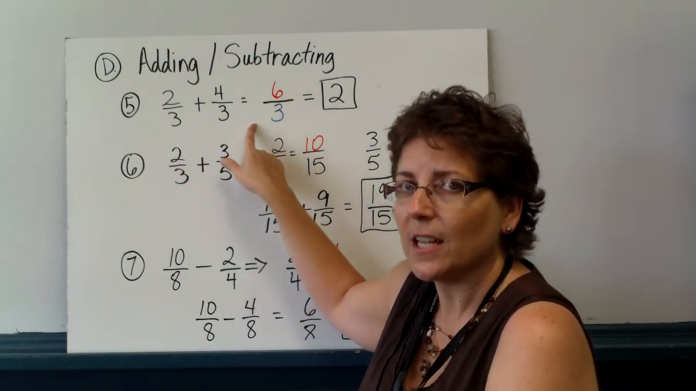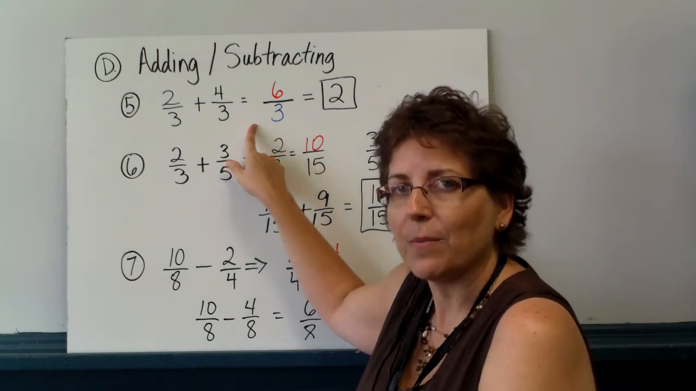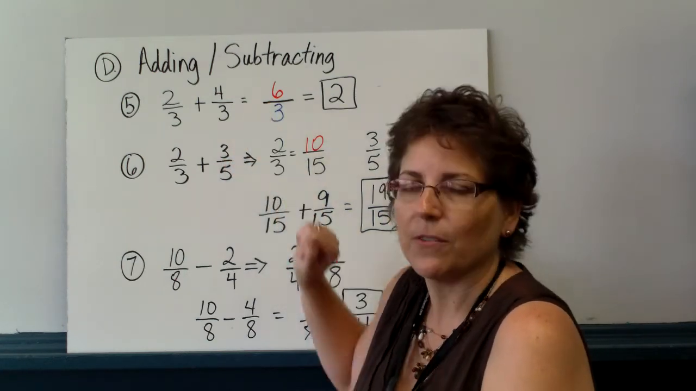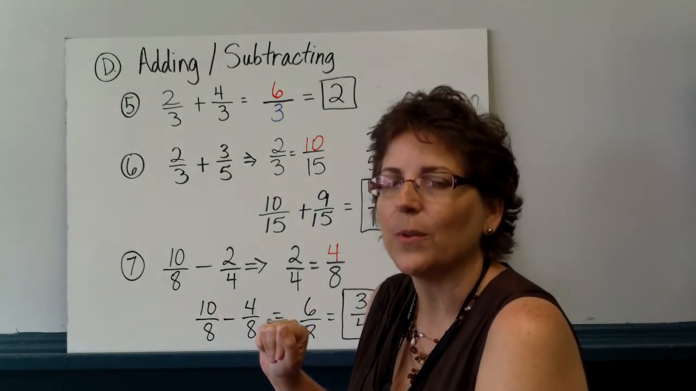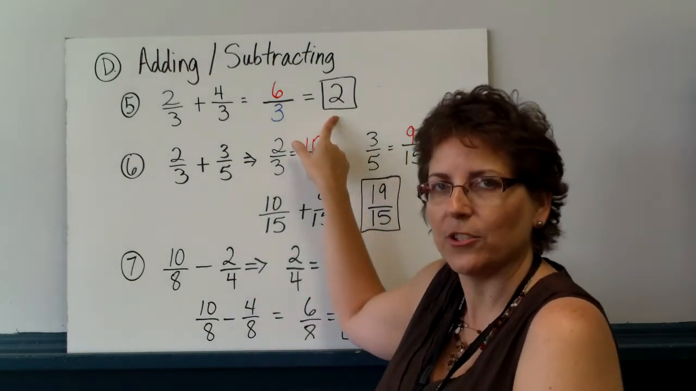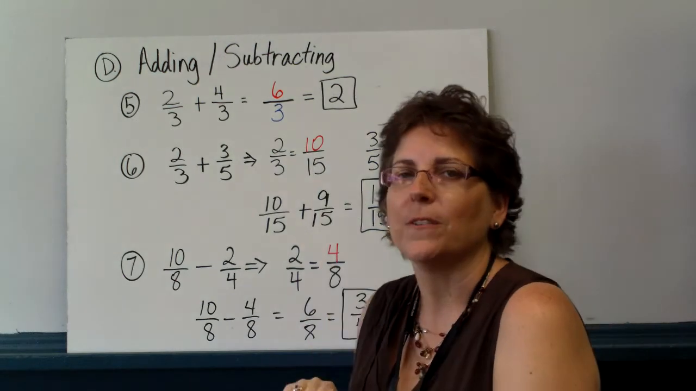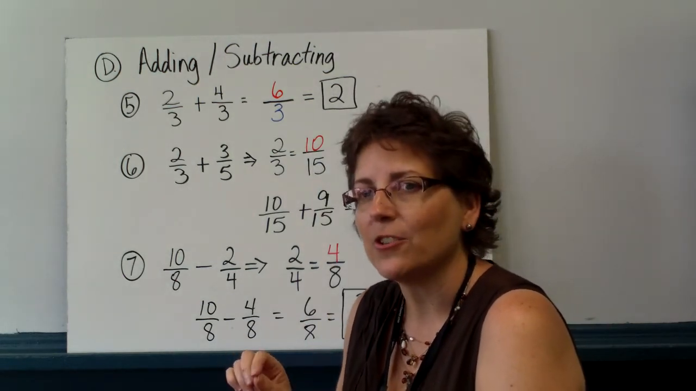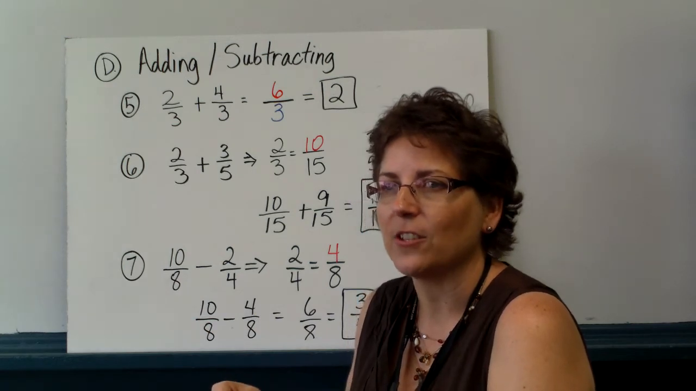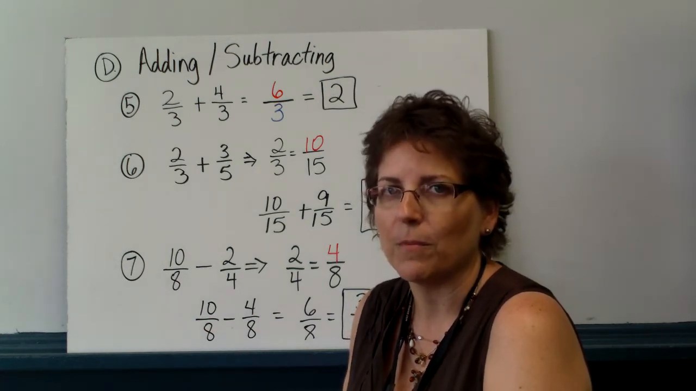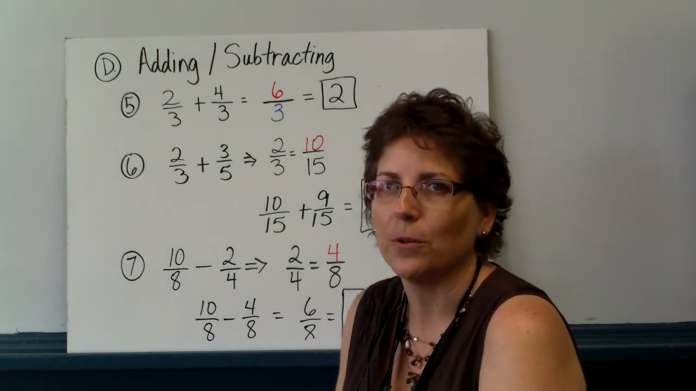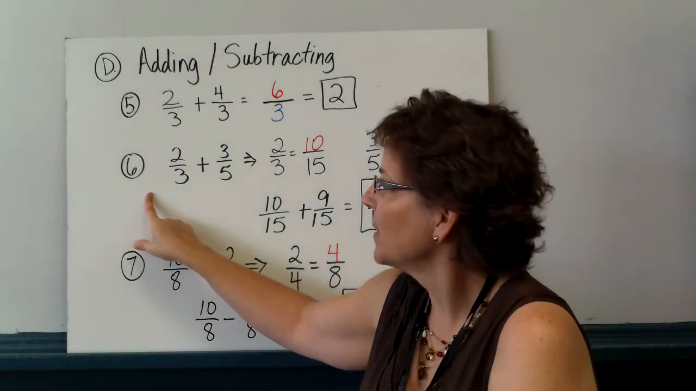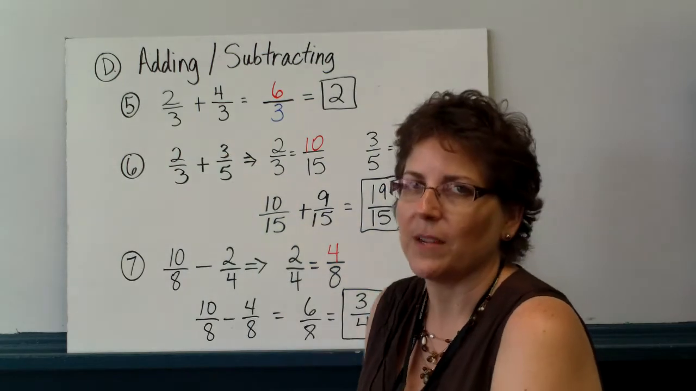So our answer is 6 over 3, but you have to remember to always reduce your fractions. If you can take 6 over 3 and divide those out, you end up just with 2 as your answer. Most of the time, if you're working problems, you've got to make sure you check to see if your answer is in simplest form, because that's how they're going to expect you to put your answer. Number 6. We've got 2/3 plus 3/5.